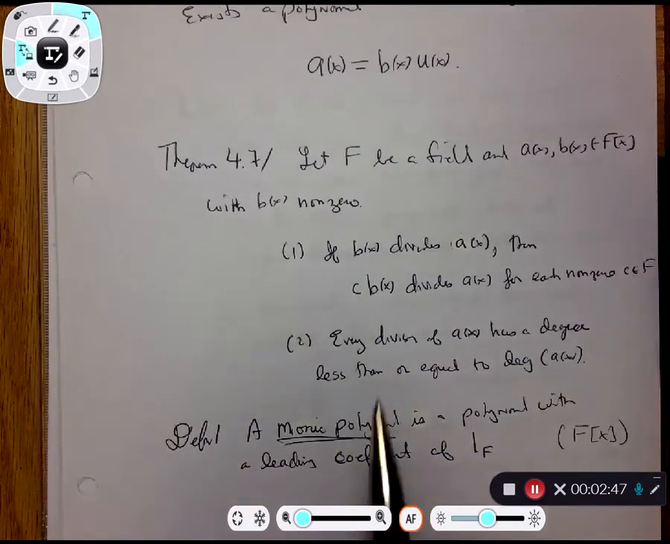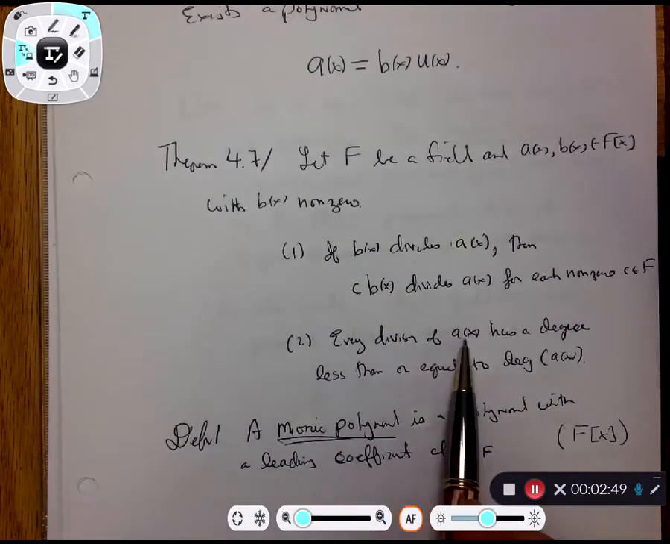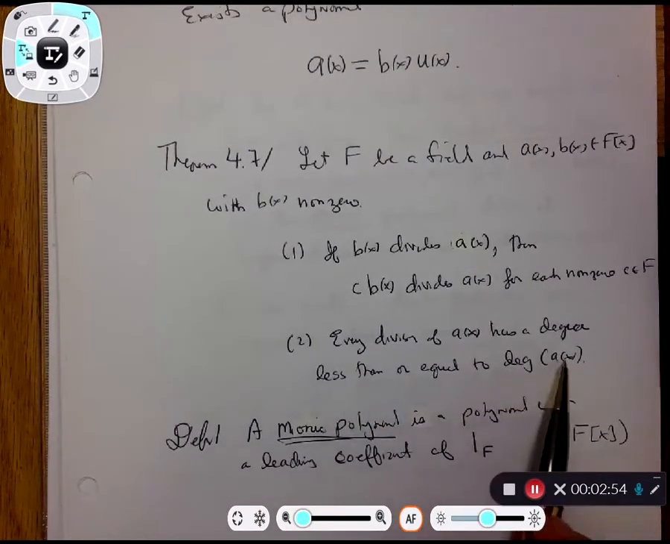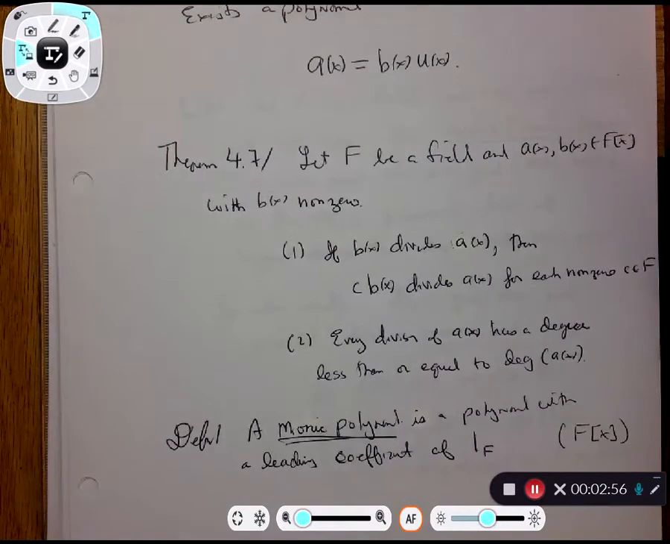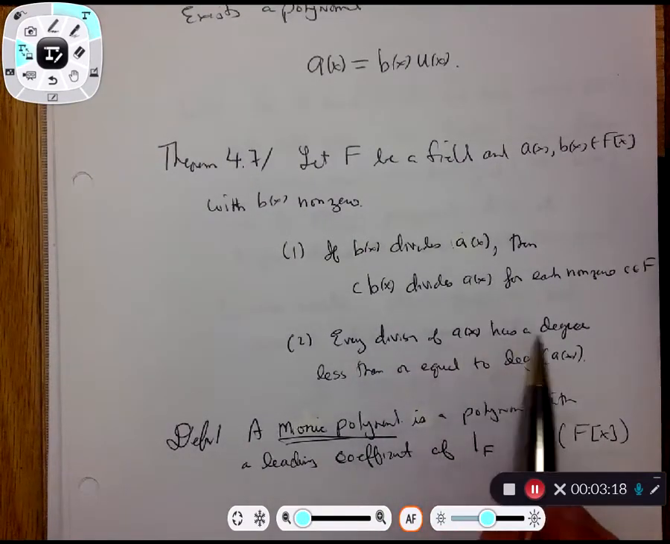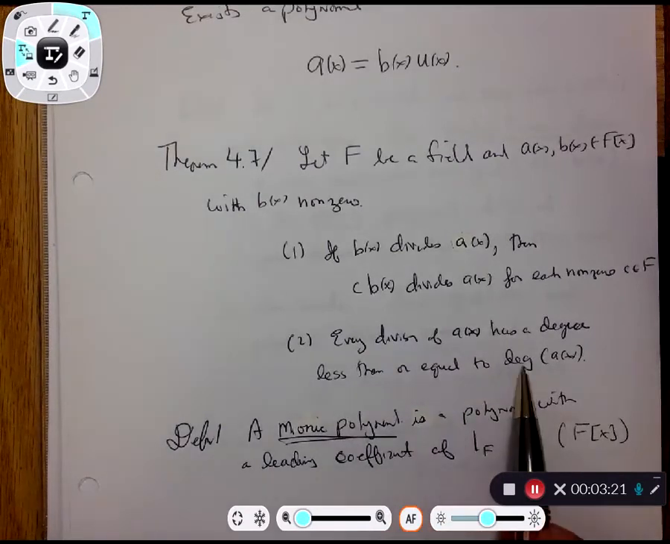Part 2 says this. Every divisor of a(x) has a degree that is less than or equal to the degree of a(x). Now that's another big part of that division algorithm that we went over last time, is that for you to be able to divide, you've got to be a lesser degree. This is how you compare polynomials. You look at the degree. So the one with the smaller degree will kind of divide into the bigger degree. So every divisor of a(x) has a degree less than or equal to the actual degree of a(x).